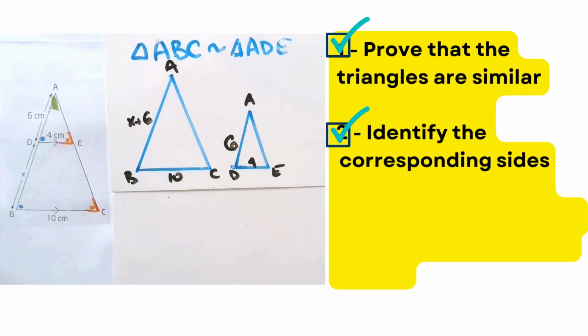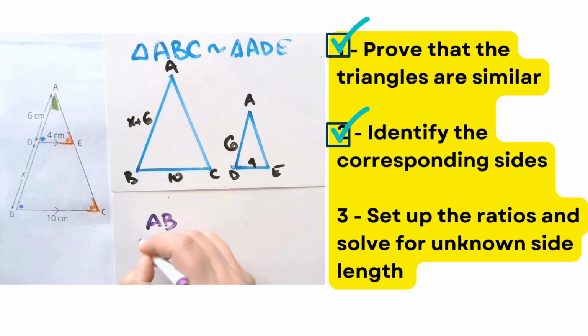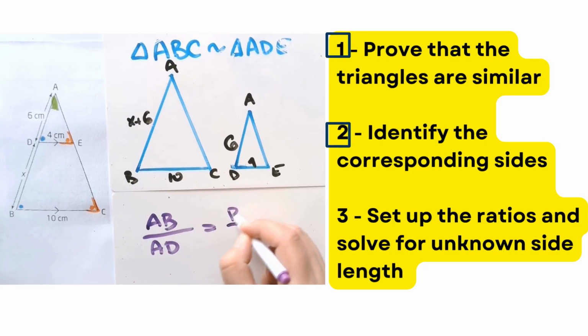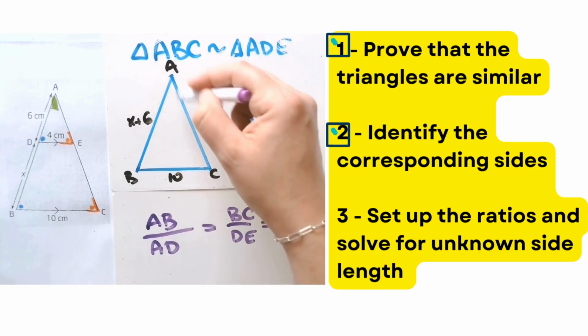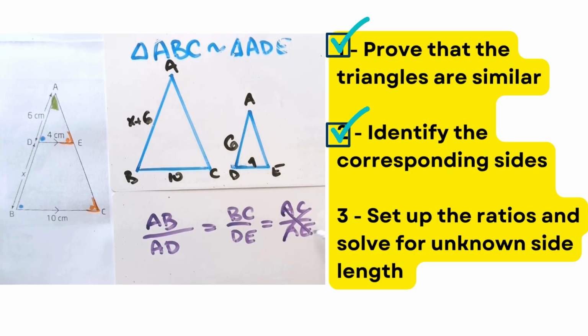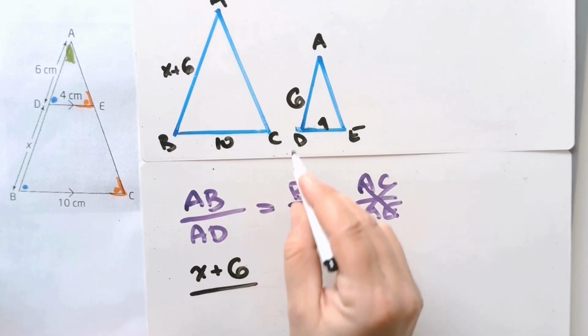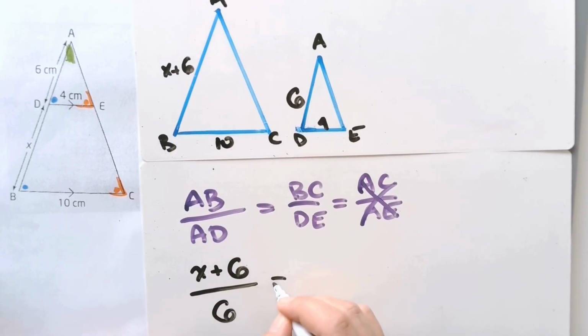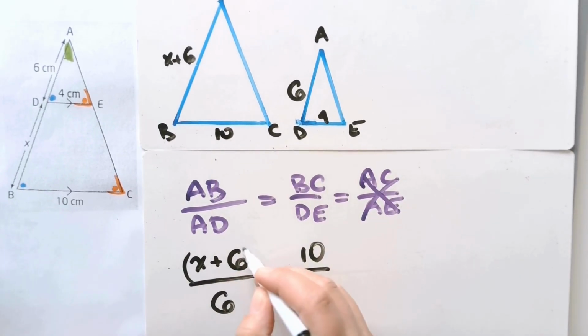Now I can start setting up the ratios. Since I know that these are similar, I can say AB over the corresponding side, AD, equals BC over DE, which also equals AC over AE. Okay, so I don't have any information between AC or AE, so I'm not even going to bother with it. Now I can just fill in my values. So AB is X plus 6. AD is 6. BC, 10 over 4. Write this in brackets for now, and I'll explain why later.